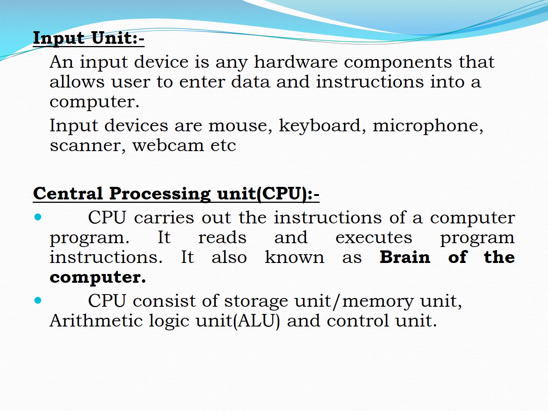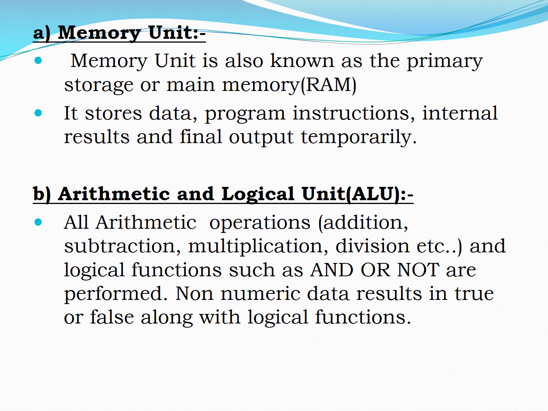These are the major three units: the memory unit or storage unit, the arithmetical logical unit, and the control unit. Let us see the workings of the three units present in the CPU. Let us see the first unit, that is the memory unit.